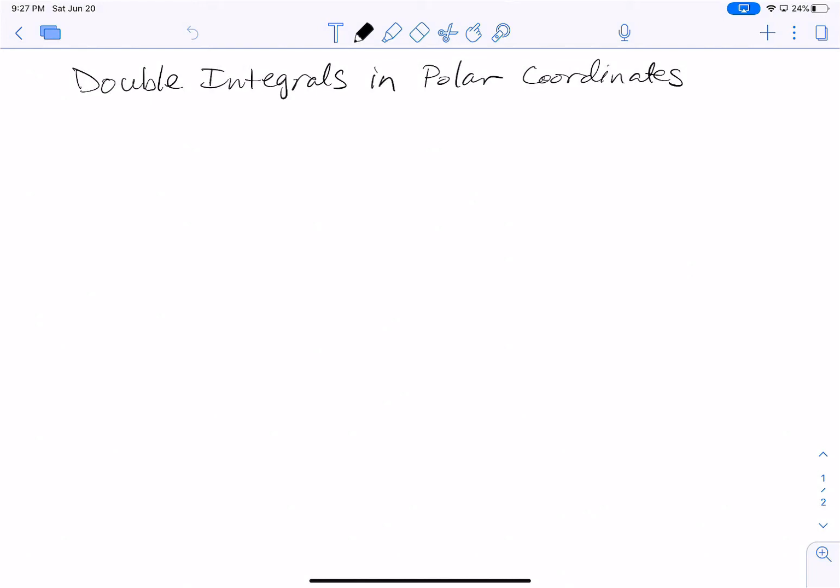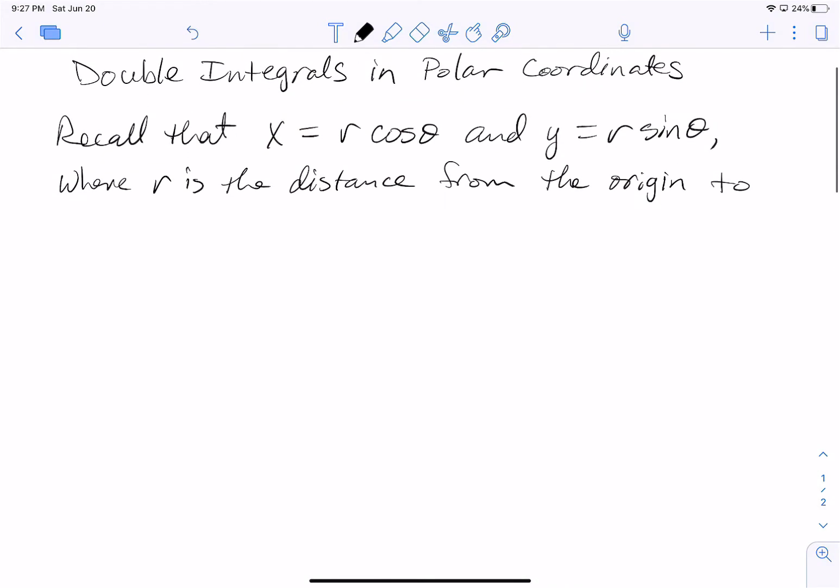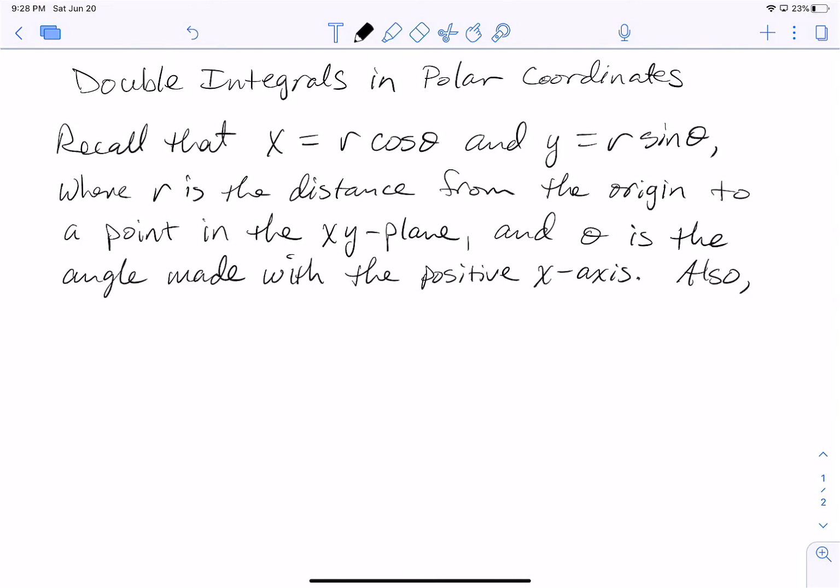In this series of videos, we start to look at alternative coordinate systems, our first one being polar coordinates. Recall that in polar coordinates, x is equal to r times the cosine of theta, and y is equal to r times the sine of theta, where r is the distance from the origin to a point in the xy plane, and theta is the angle made with the positive x-axis. Also, we have that x squared plus y squared is equal to r squared, and that the tangent of theta is given by y over x.